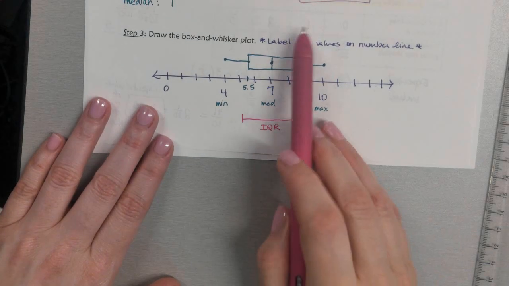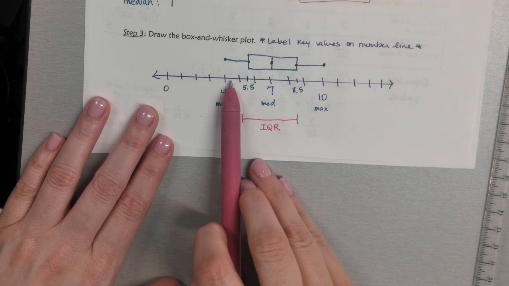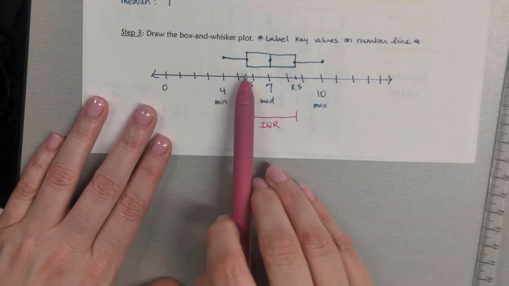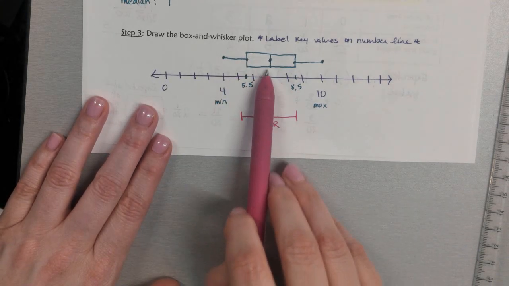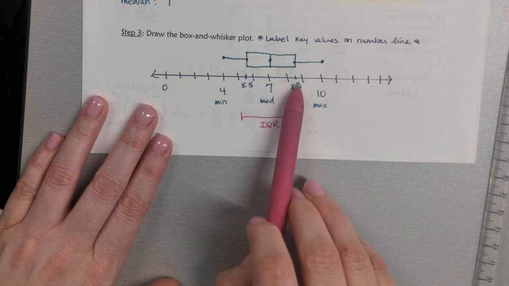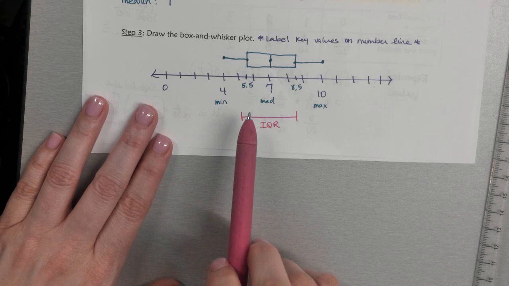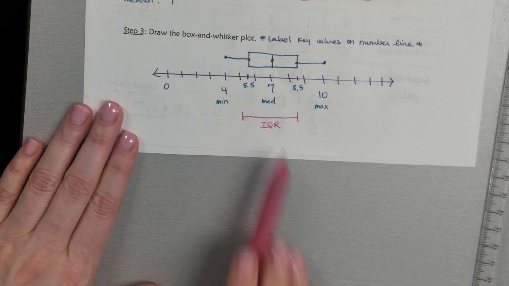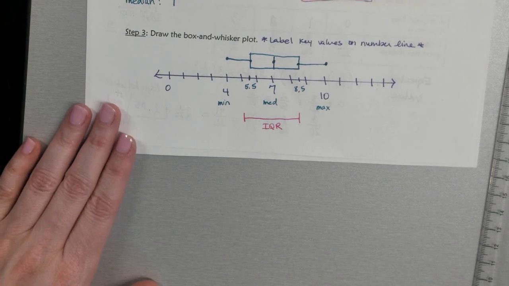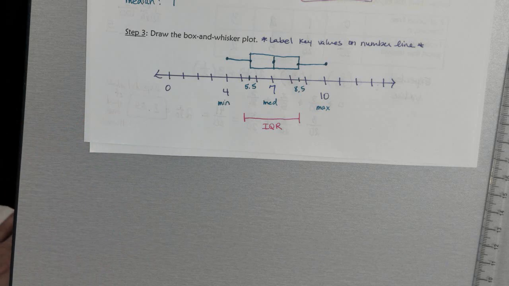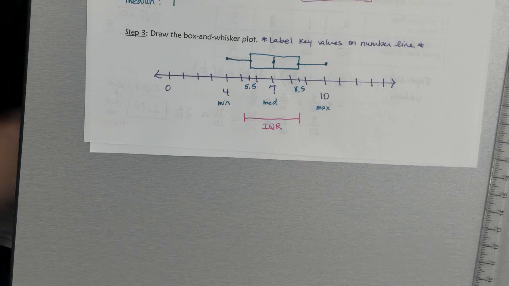Right, so when I say label your key values on the number line, I just want to see like this is at the 4, this is at the 5.5, the 7, the 8.5, the 10. So those are the numbers I want to see. Okay, and then of course your IQR. Make sure that you label that as well. All right, what questions do you have for me on the box and whiskers? Is that coming back to you from your earlier days?